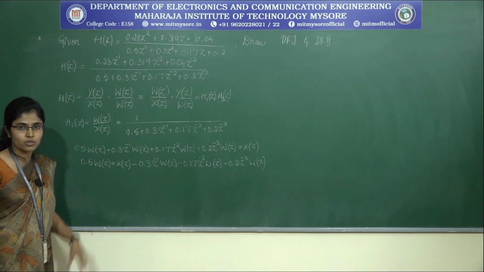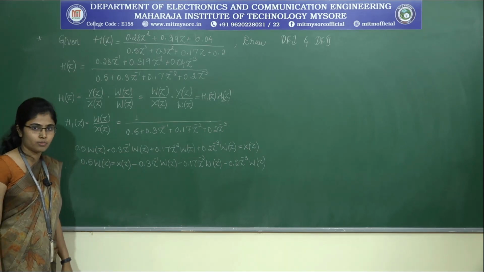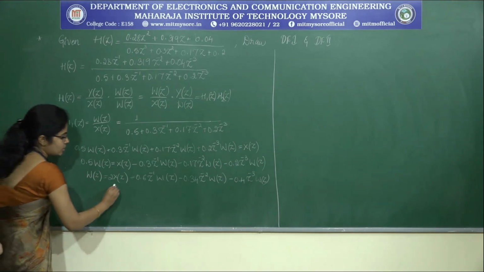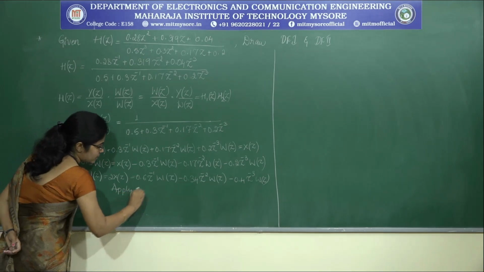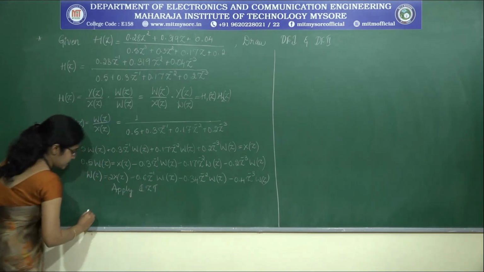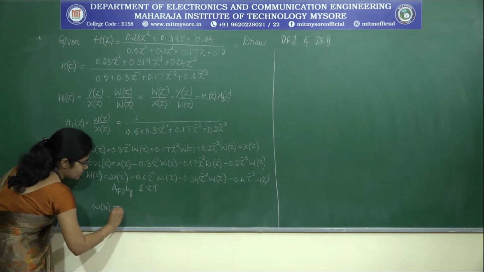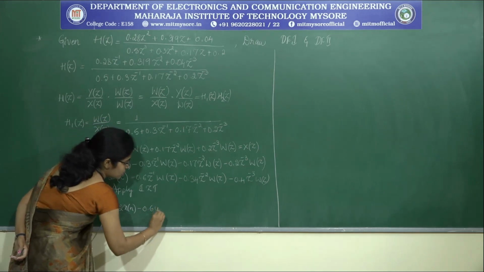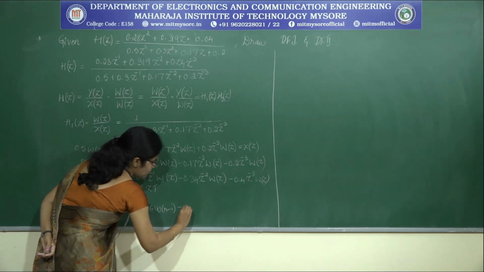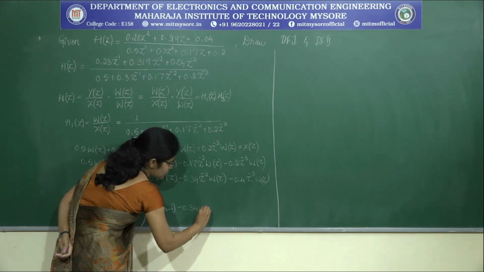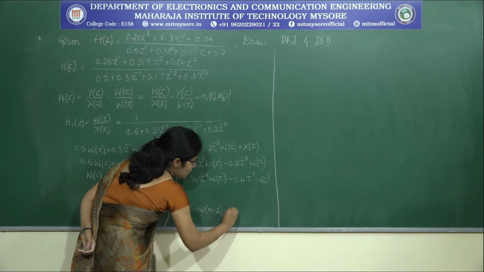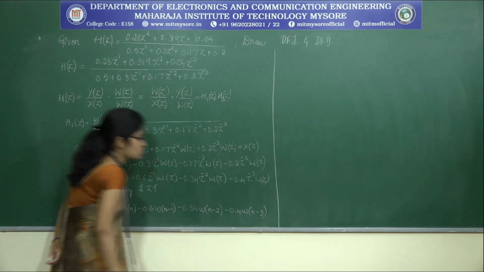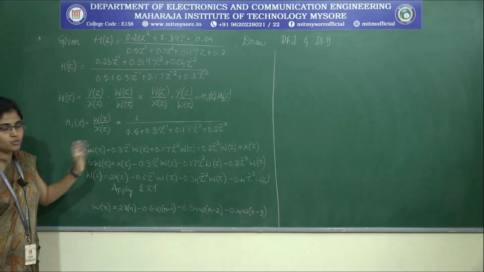So, let us move 0.5 towards the right hand side and let us check the equation for w of z. So, this is the equation which we get once we move 0.5 towards the right hand side. To this equation, let us apply inverse z transform. Then, w of n will be equal to 2 into x of n minus 0.6 into w of n minus 1 minus 0.34 into w of n minus 2 minus 0.4 into w of n minus 3. So, we completed the simplification of h1 of z.